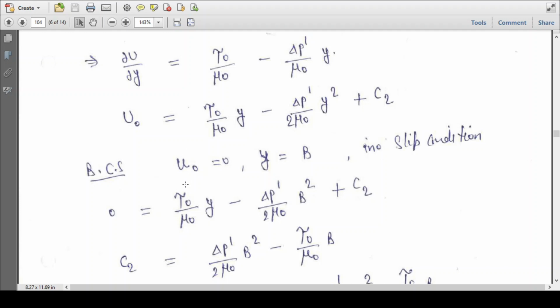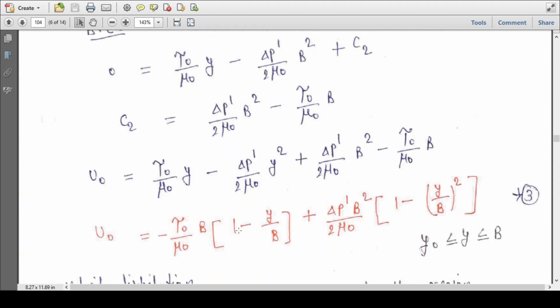Now the boundary condition we have here is that u naught is equal to 0 at y equal to b, the no slip condition, because we reach the upper plate, which is stationary. Substituting this boundary condition into the expression, we get 0 equal to tau naught upon mu naught b minus delta p dash upon 2 mu naught b square plus c2. If we solve it, we get c2 equal to delta p dash upon 2 mu naught b square minus tau naught upon mu naught into b.